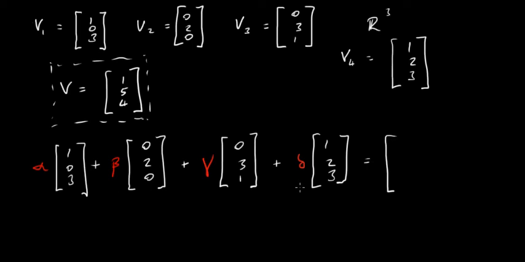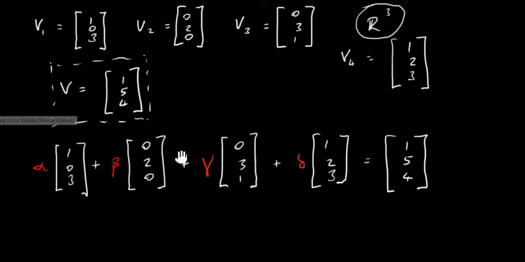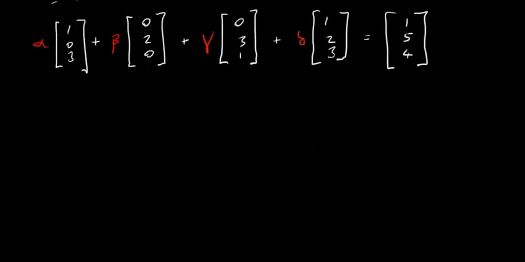and we want all of these to add up to 1 5 4. So what constants can we put in here that will give us this vector? Remember, we're dealing with R3 here, the third dimension. So we've got to write out our equations and solve them.